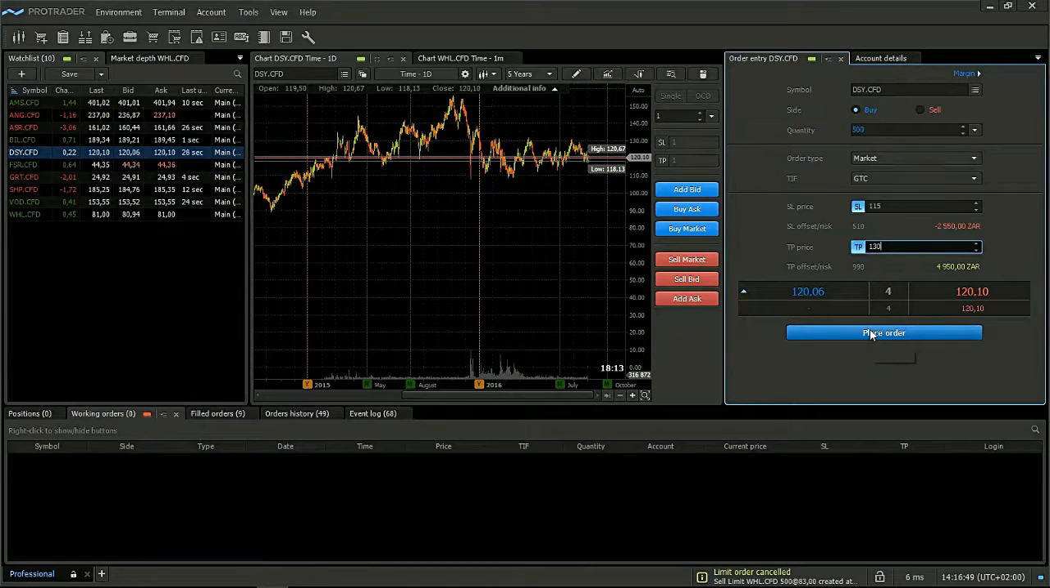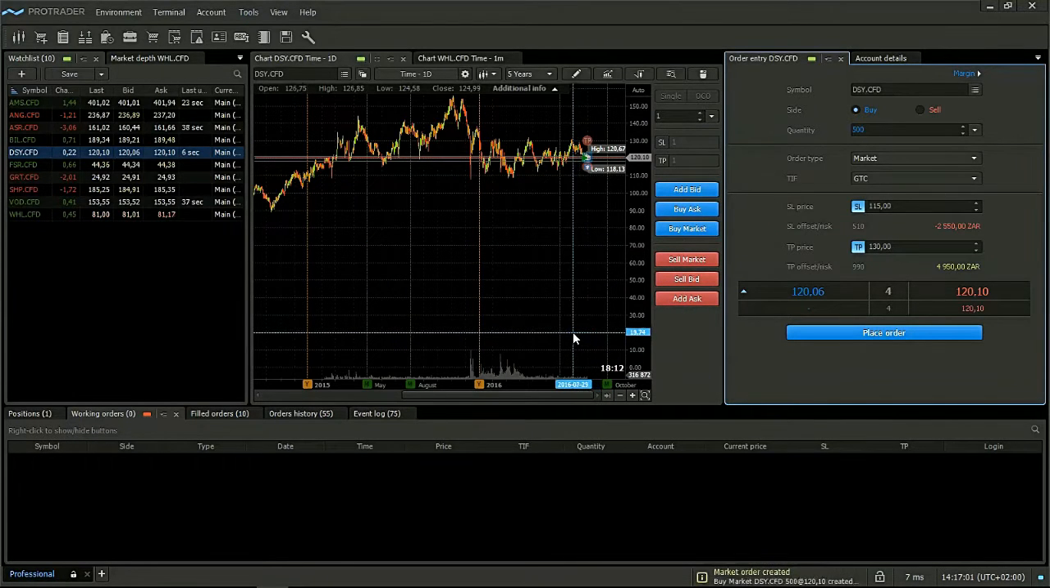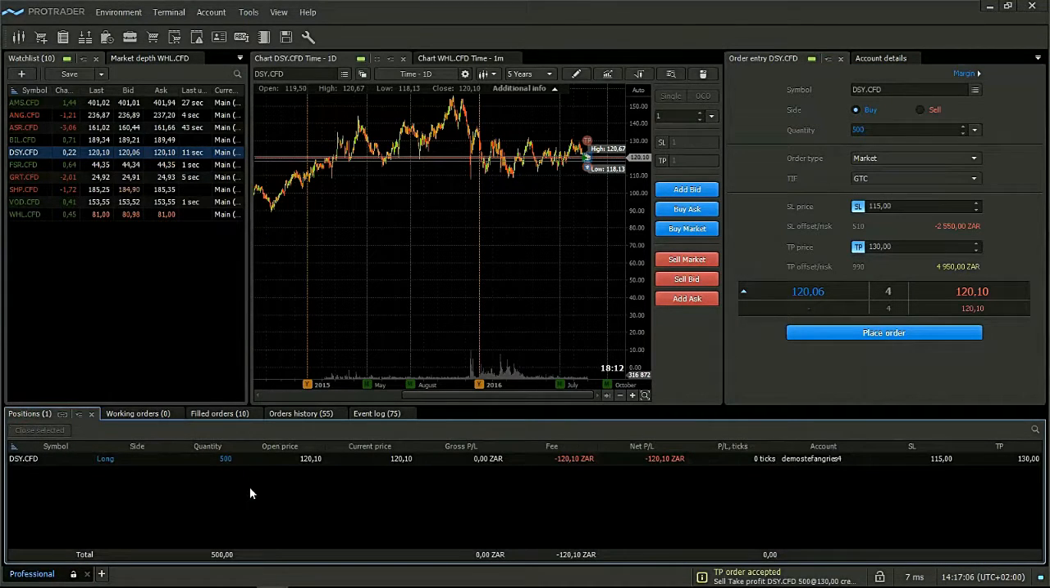So let's say place order. As soon as I place this order at market, that means I will get the shares immediately at current market price. So, as soon as I say yes, and I go to my positions tab, I will see Discovery, long, 500 shares. I got them at 120 rand and 10 cents. The current price is 120 rand and 10 cents. So, I've bought 500 shares at current market price.